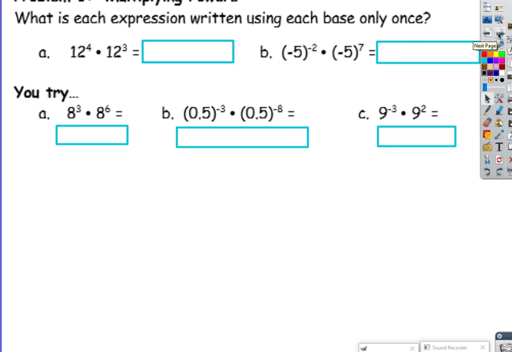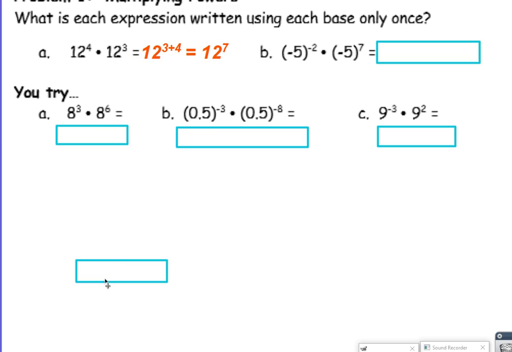So let's try some more examples. Problem 1, multiplying powers. Letter A, 12 to the 4th times 12 cubed. We're going to add the exponents. The bases are the same. So 12 to the 3 plus 4 equals 12 to the 7th.